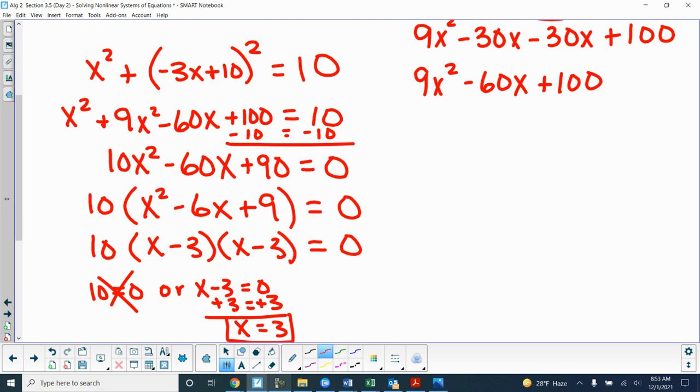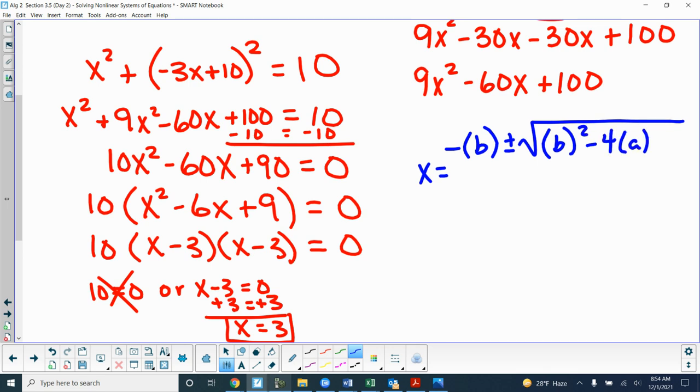Again, are we finished? No. Remember, this is a system. There's an x value we got to figure out and a y value. Okay, any questions on how we got to the 3? Again, if you want to use quadratic formula, if you do not like factoring, you can always use the quadratic formula. Okay? And remember, that's this. X equals negative b plus or minus the square root of b squared minus 4 times a times c over 2 times a. It was on our last quiz, right? You can do that. You don't have to factor. I just like to try to factor first. It's usually a little quicker.